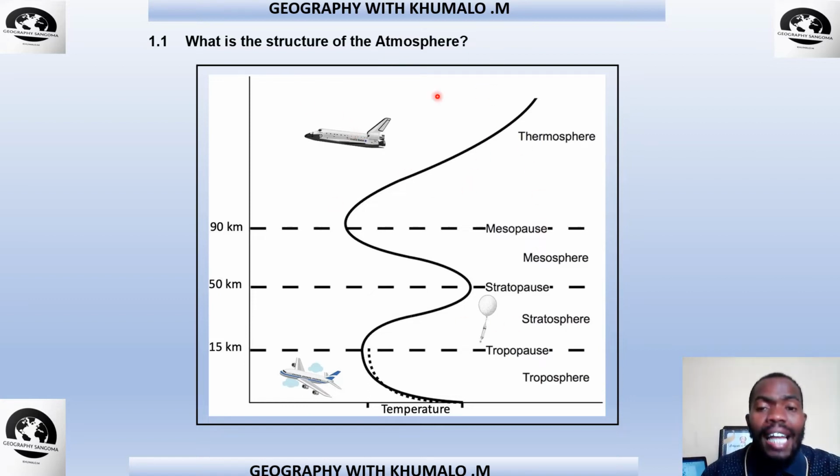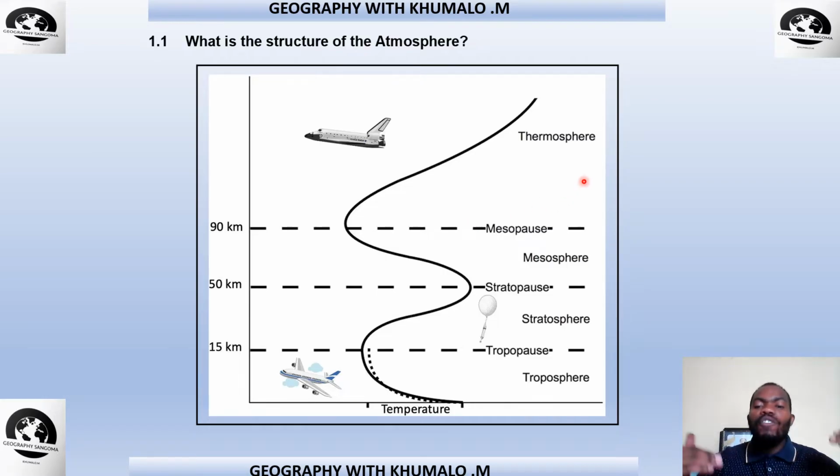We know that the atmosphere is in layers from 0 kilometers from the Earth's surface to 15 kilometers up in the sky. We have the troposphere, where at 15 kilometers we have the tropopause. Then between 15 and 50 kilometers we have the stratosphere, and at 50 kilometers we have the stratopause. Between 50 and 90 we have the mesosphere, and at 90 kilometers we have the mesopause. Then high above 90 kilometers we get the thermosphere.